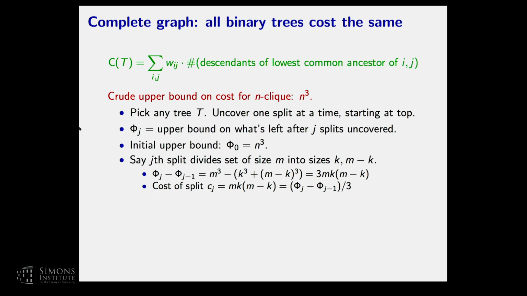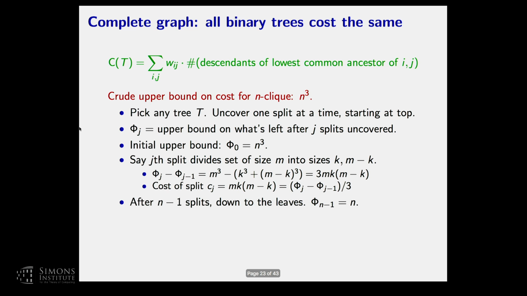We didn't know what was going on. We said an upper bound on the cost is m cubed. Once we've opened up that split, an upper bound on the unknown cost is k cubed plus m minus k cubed. Okay, so this is how much the upper bound has changed: m cubed minus k cubed plus m minus k cubed, which is this amount. And that specific cost that we've opened up, the specific split that we revealed, what is its cost? Well, there were m nodes left at the time, and this is the number of edges across the split. So it's exactly the change in the upper bound divided by 3.